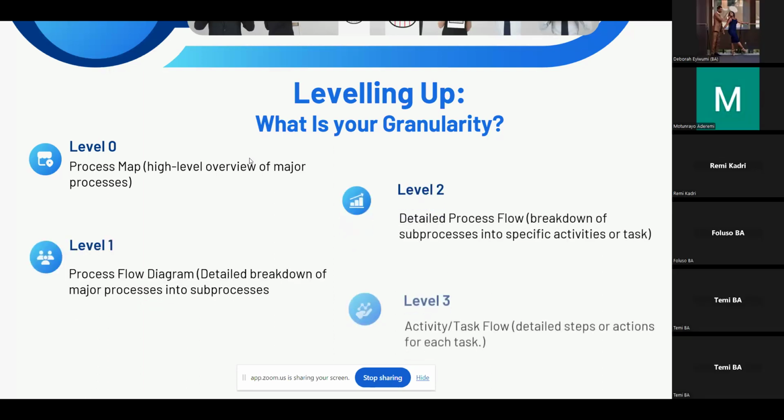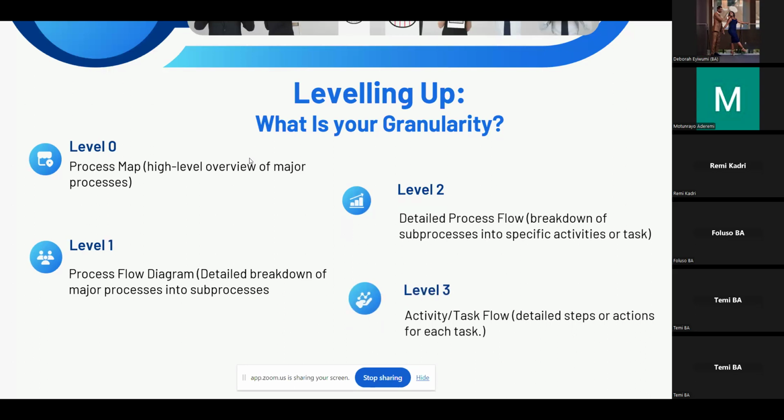Then you go to your level 1, which is a breakdown of some of the major processes into sub processes. A sub process is where you take a business process and break it down. Like I said, the high level just told you, you apply, it is reviewed, and then you get a response: interview, no interview. A sub process is where you take the application process and break it down.